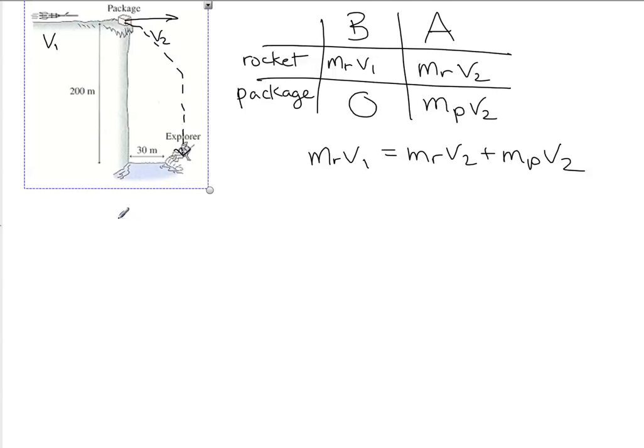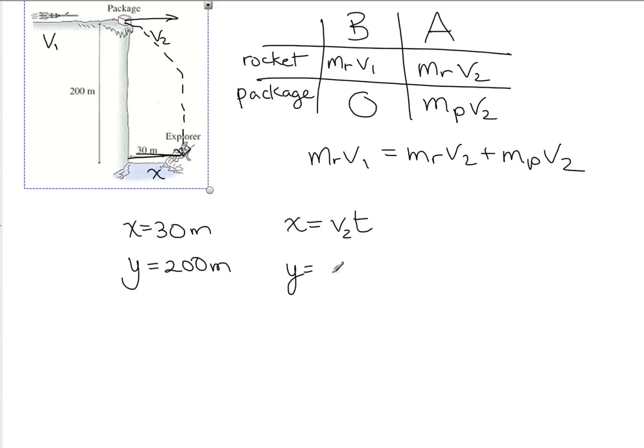In this problem, we know the horizontal distance x that the package needs to go, 30 meters. We know the vertical distance y, 200 meters. We know that in the x direction, it's going to have constant velocity, x equals vt. And in fact, the v is v2. And in the y direction, we have y equals y naught plus v naught t plus 1/2 g t squared. But we know that y naught is 0 and v naught is 0.